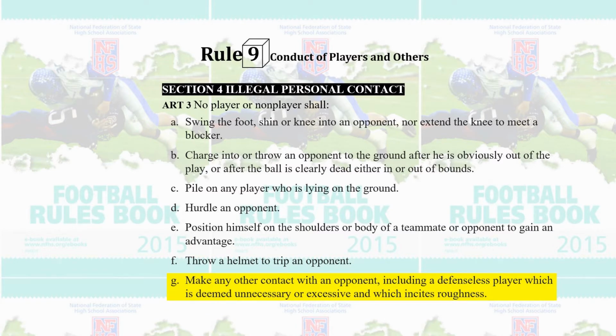So there are a couple of terms here that need clarification. The first is defenseless player, and we'll be looking at that next. The other is excessive contact. What is excessive? And we're going to look at the points of emphasis and then look at some examples.